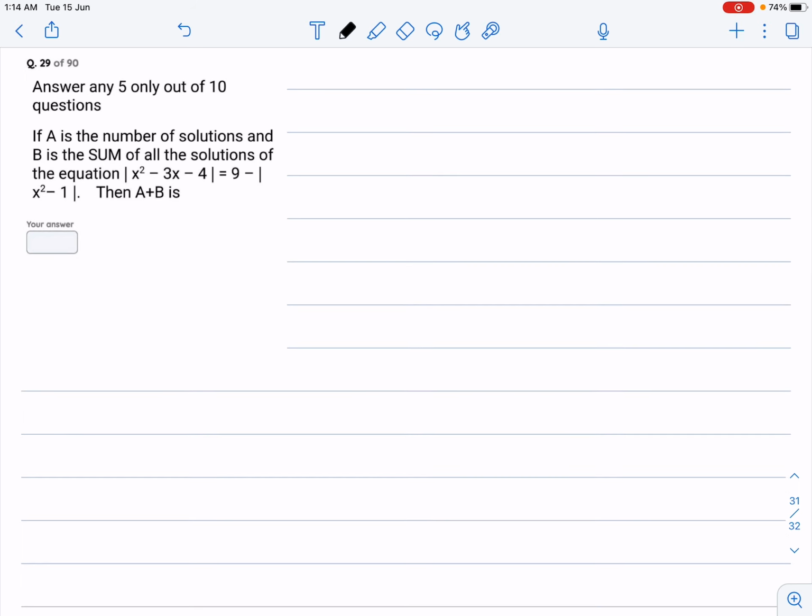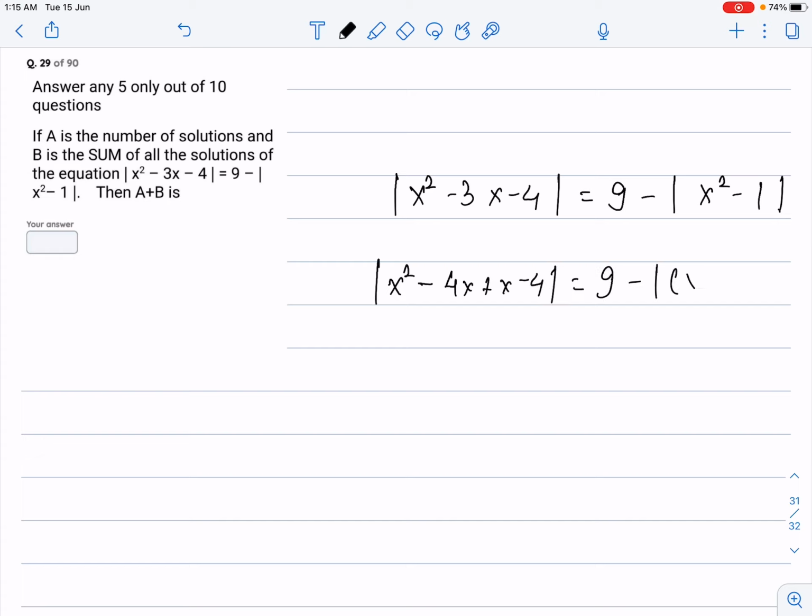A is the number of solutions and B is the sum of solutions of the equation. Then A plus B they are asking. So mod of x square minus 3x minus 4 is equal to 9 minus mod of x square minus 1. So number of solutions and sum of solutions, two things are given over here. So what will we do? x square minus 4x plus x minus 4 mod is equal to 9 minus x minus 1 into x plus 1 and mod of this thing.